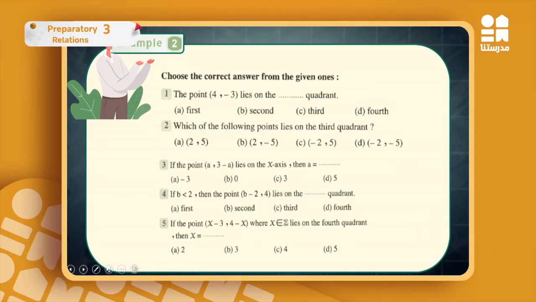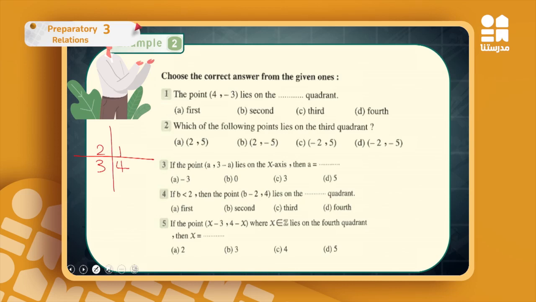The point 4 and negative 3 lies on which quadrant? Let's remember, I have 4 quadrants as we said. This is the first, and this is the second, and this is the third, and this is the fourth.